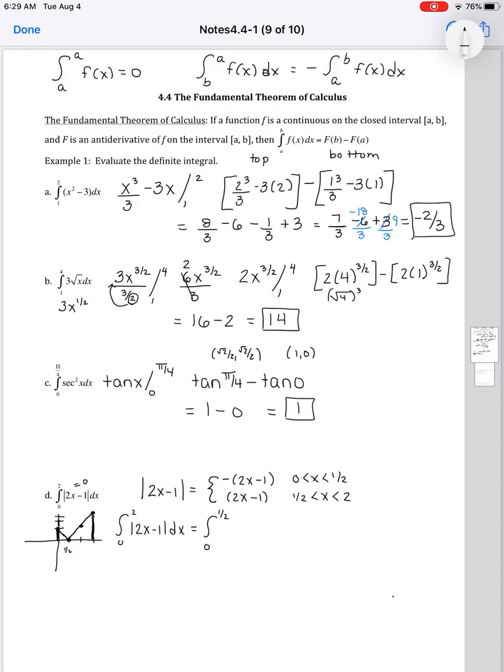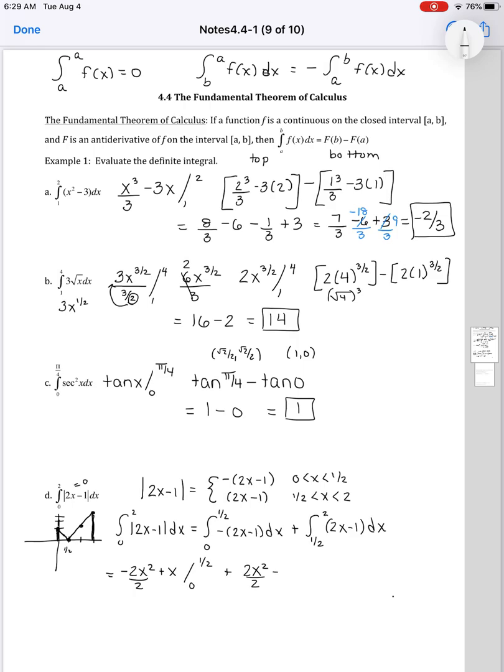So what I'm going to do is I'm now going to take my original function, and now I'm going to split it up into two different integrals. One is going to go from 0 to 1/2, and that's the negative. And then the other one is going to go from 1/2 to 2, and that's the positive. And then I can integrate each one.